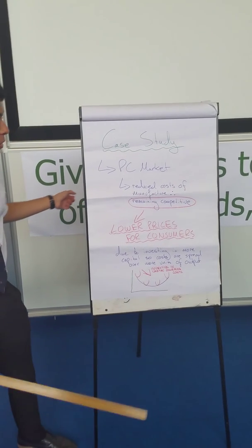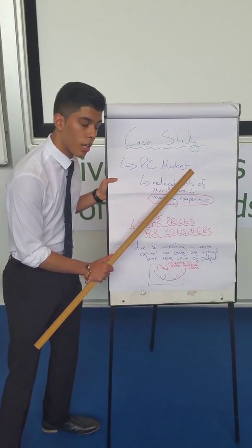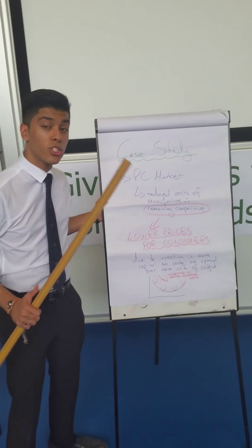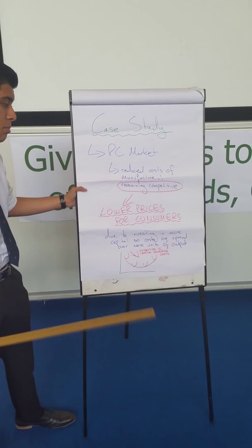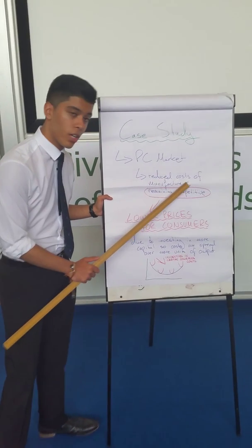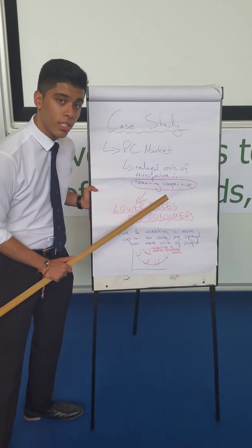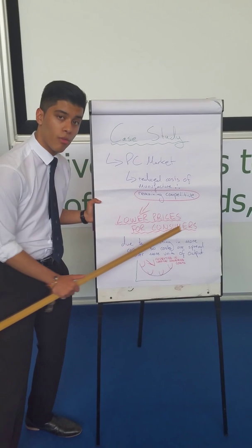Now our case study for economic dynamic efficiency is the PC market, and we've chosen the PC market because over the years PCs have gotten much cheaper. The hardware in the PCs has gotten a lot cheaper, and this is because of reduced costs in manufacture. Now they've had to do this to remain competitive. Now remaining competitive in the market is incredibly important because it means lower prices are there for consumers.